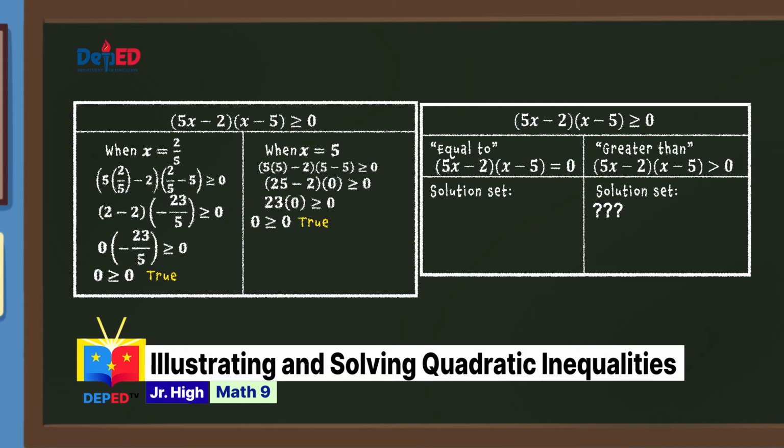Let's check by substituting these in the inequality. We use the inequality in which the polynomial is expressed in factored form. The roots 2/5 and 5 are indeed part of the solution set of the inequality. They satisfy the equal to part.